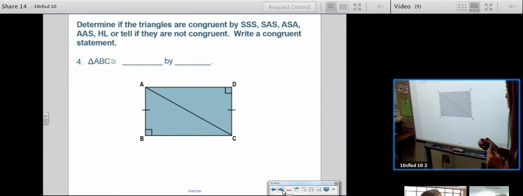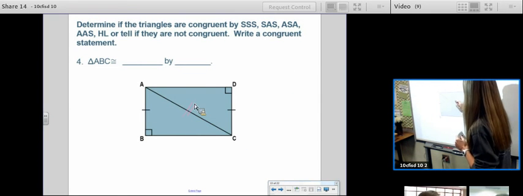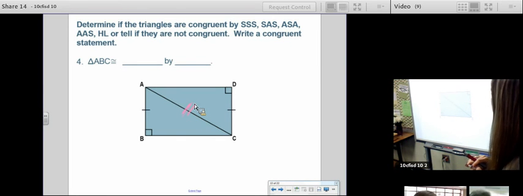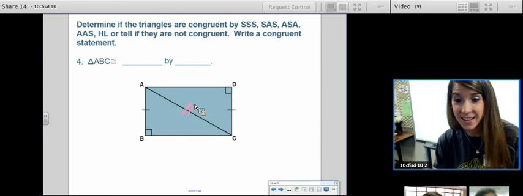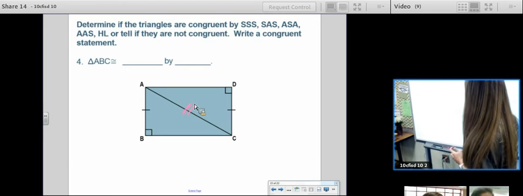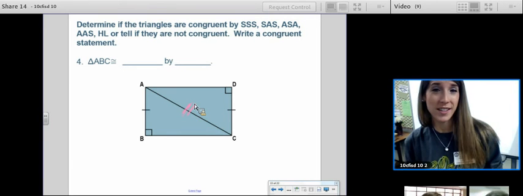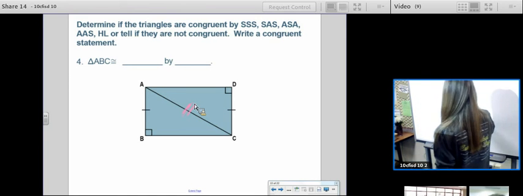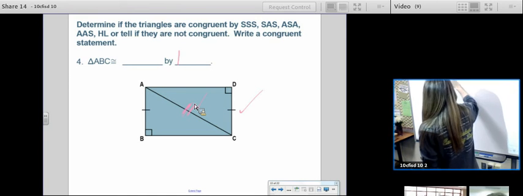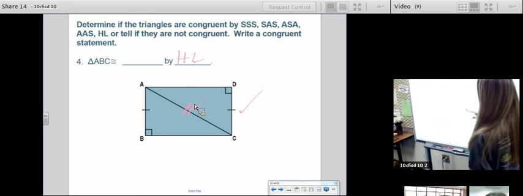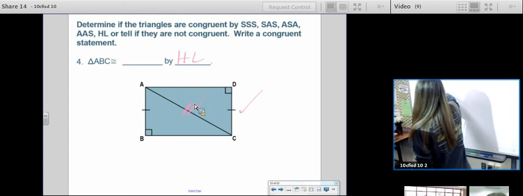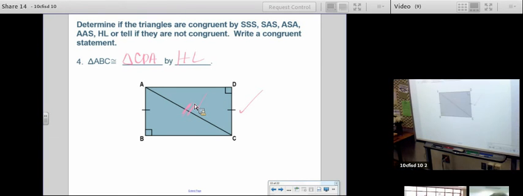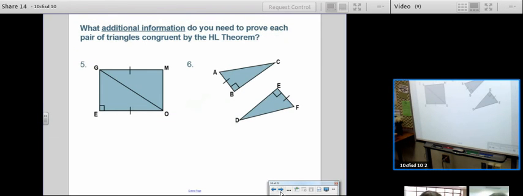Okay, we've got a shared side once again. We always add tick marks because of the reflexive property. It's looking like HL again, right? Yep. So we've got angle, side, side. We're spelling the bad word, but we know there's an exception to the rule, and that exception is called HL. Hypotenuse, leg. Tick marks on the hypotenuse, tick marks on the leg. HL. ABC would be congruent to CDA. Cool. Trucking along. Let's get to some hard ones.